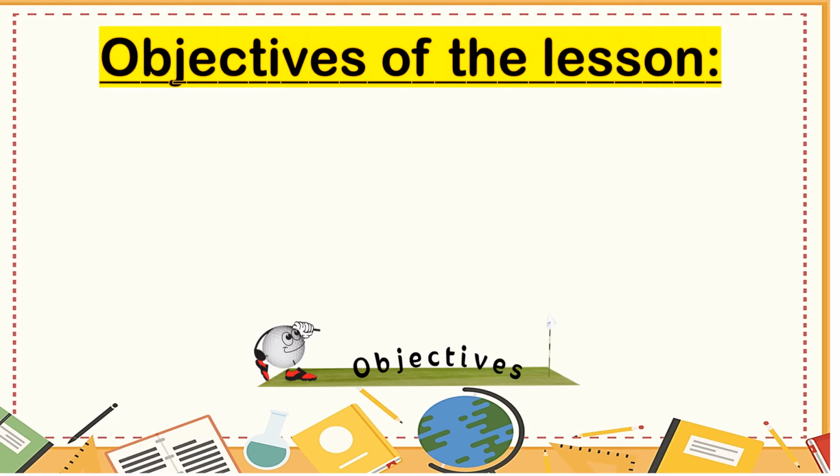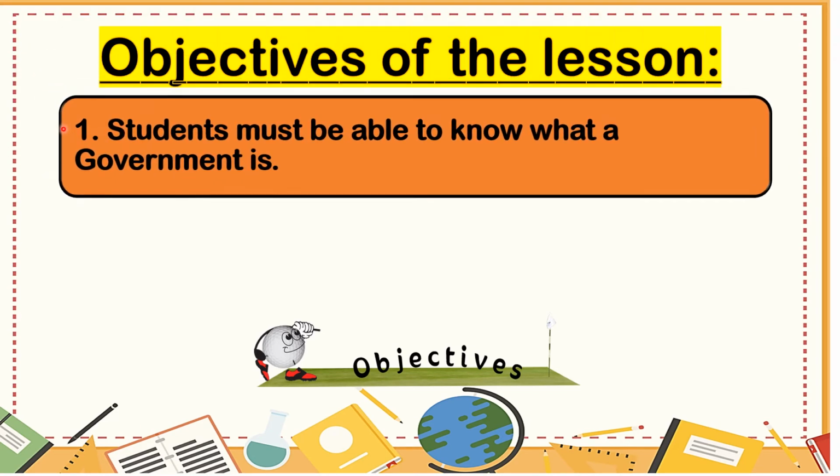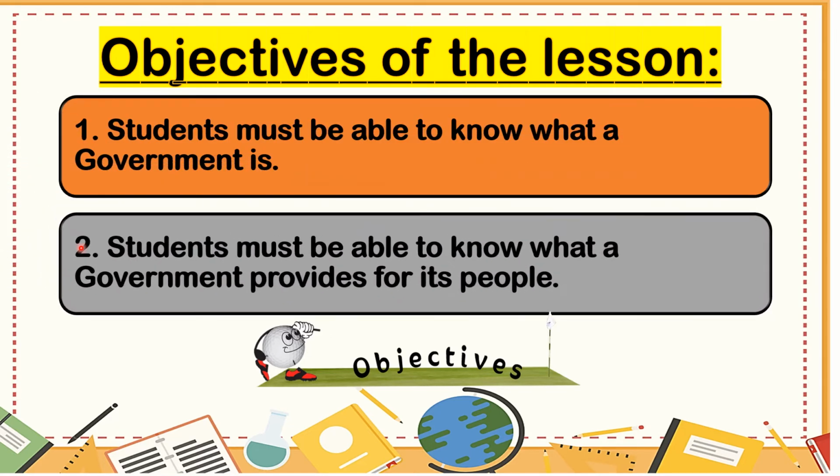Objectives of the lesson. Number one, students must be able to know what a government is. Number two, students must be able to know what the government provides for its people. So after the end of the lesson, class, you will be able to know the meaning of government and you will be able to know what the government gives for us.